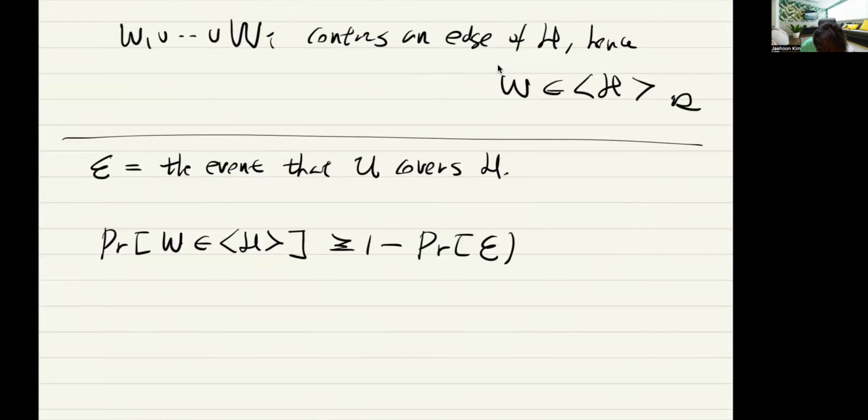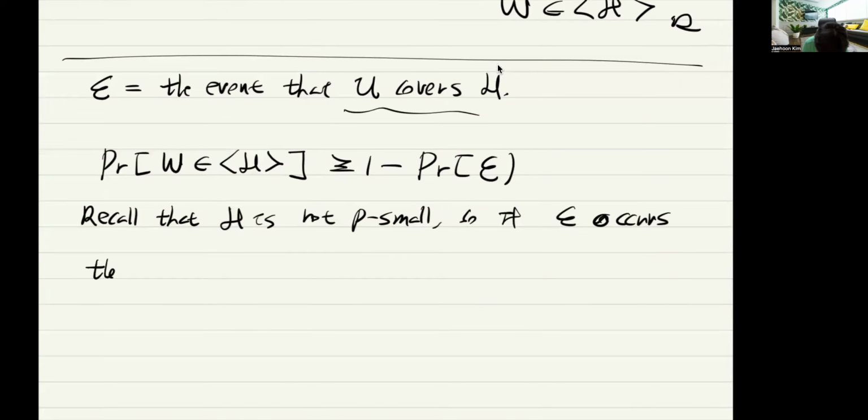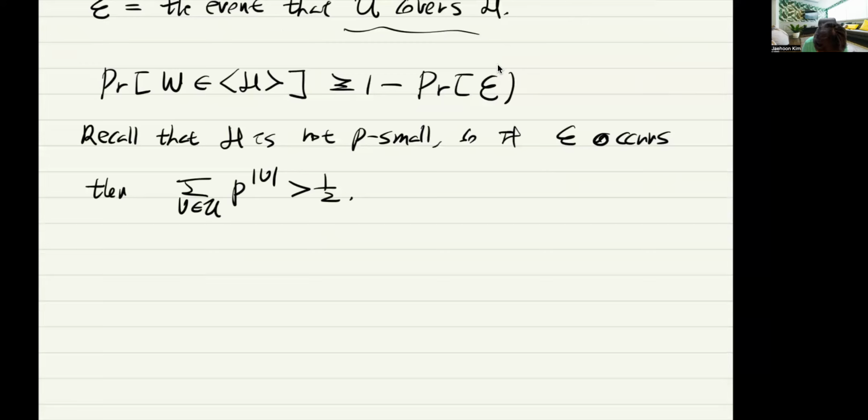And what do we know? We recall that this H is not P small. So if this epsilon occurs, and this U provides a covering, that means if you take all elements in this cover and then you add the P to the size of U, then that's bigger than half. Okay, from this, what do you know?